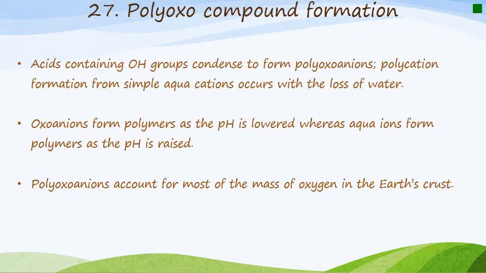We obviously also get polyoxocompound formation. I've mentioned this briefly before in an earlier section, where some acids having hydroxide groups condense to form polyoxoanions, and they make polycations. The oxoanions can form polymers as the pH is lowered, whereas some of the aqua ions form polymers as the pH is raised. Polyoxoanions account for most of the mass of oxygen in the Earth's crust, interestingly enough.